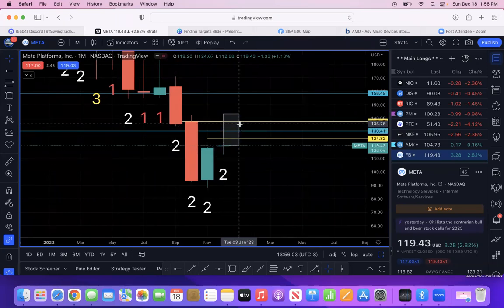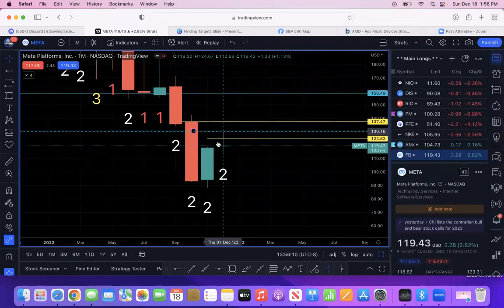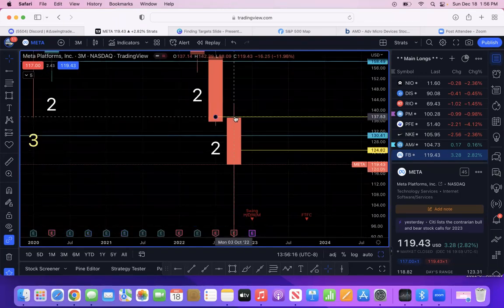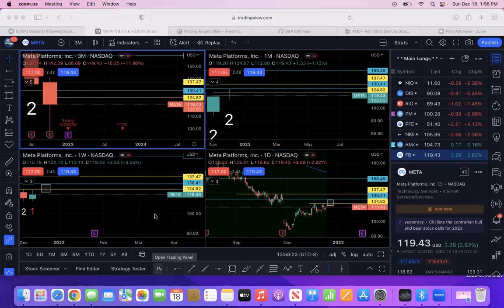And if it does that this week, or in the next 2 weeks, because we still have 2 weeks left in the month, then in the quarter, well, price will be up here. So the quarter will be green. All right, cool. What else?